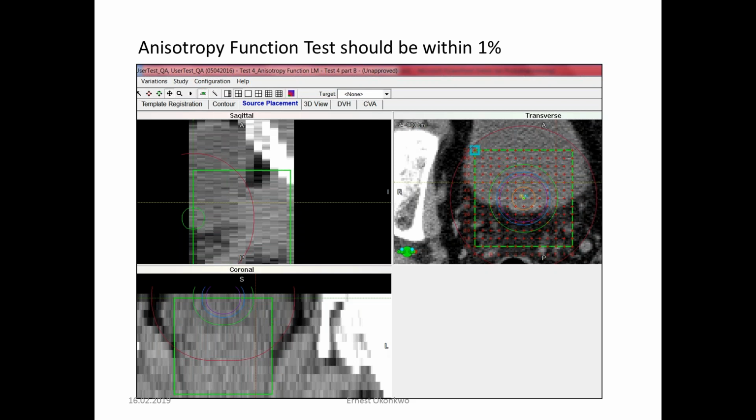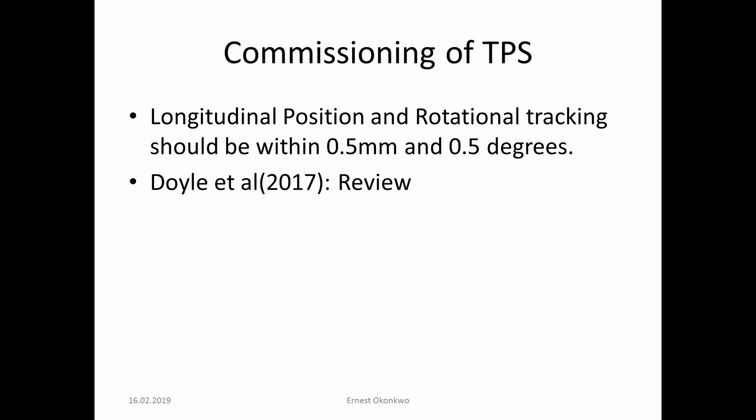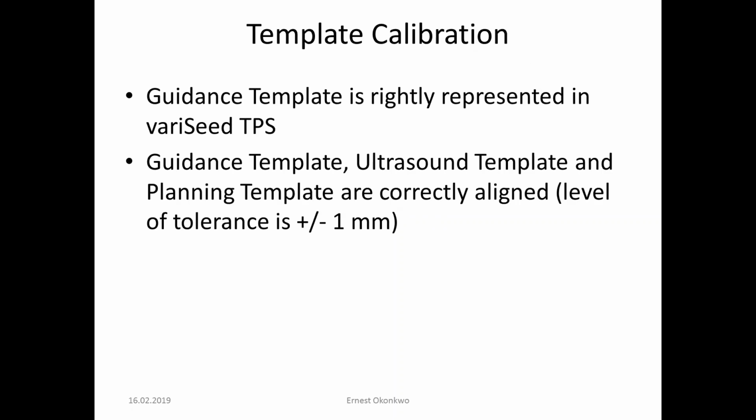For the ultrasound, you mainly check the longitudinal position and the rotational tracking to find out if it's quite accurate, and this should be within 0.5 millimeter and 0.5 degree. There's a good review from 2017, which I recommend for anybody doing this to read. And then you also have the template. All of this I'm going to demonstrate with the various seats.